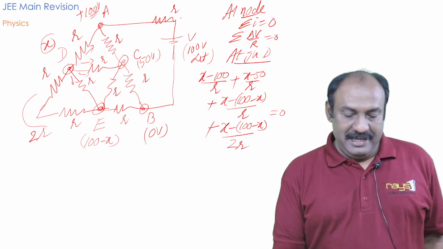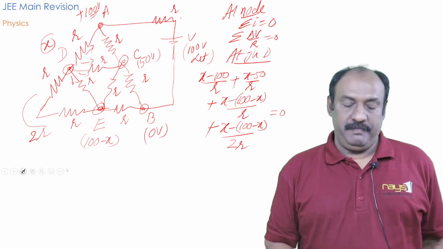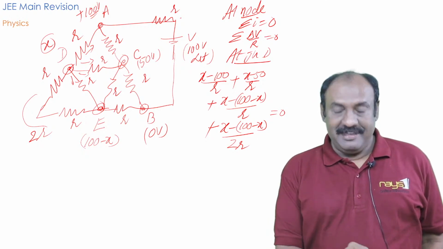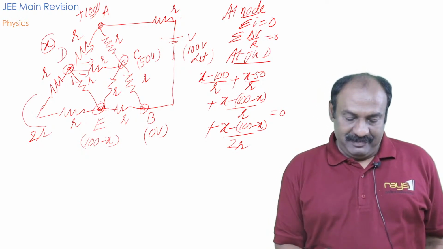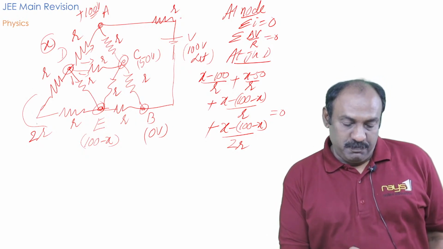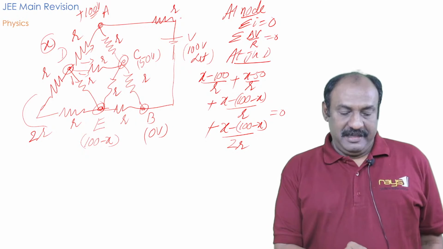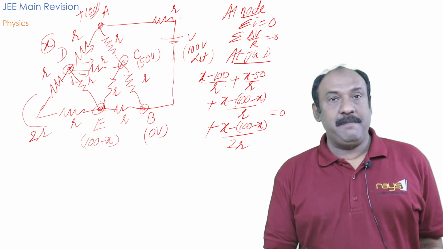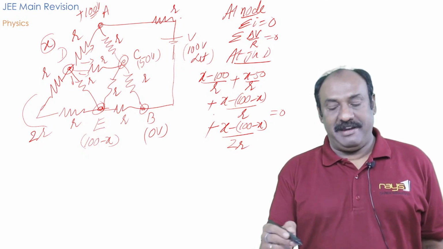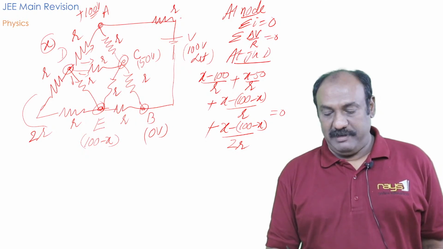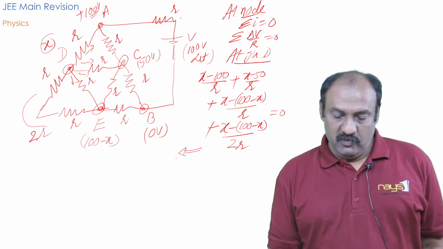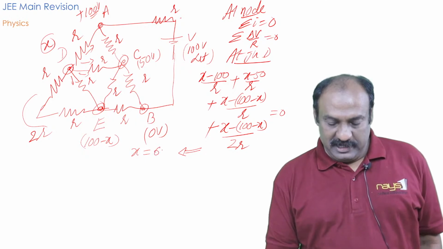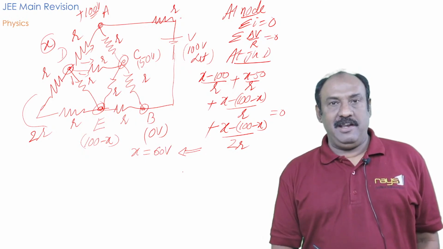Current through path DA is X minus 100 by R. Current through path DC is X minus 50 by R. Current through path DE is X minus of 100 minus X by R. Current through this other path DE is X minus of 100 minus X by 2R. So adding them, after calculation, we get the X value as 60 volt.